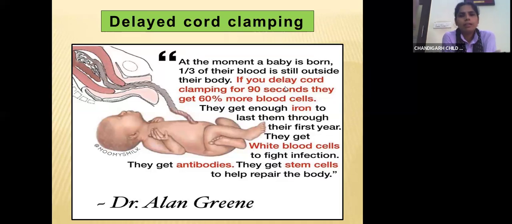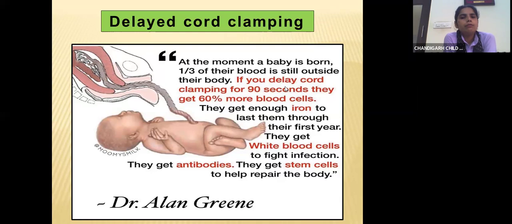That is delayed cord clamping. There are a few benefits of delayed cord clamping, but in most cases we do not do delayed cord clamping. If everyone knows their benefits, then we can encourage other gynecologists that delayed cord clamping is important. There are a few benefits.